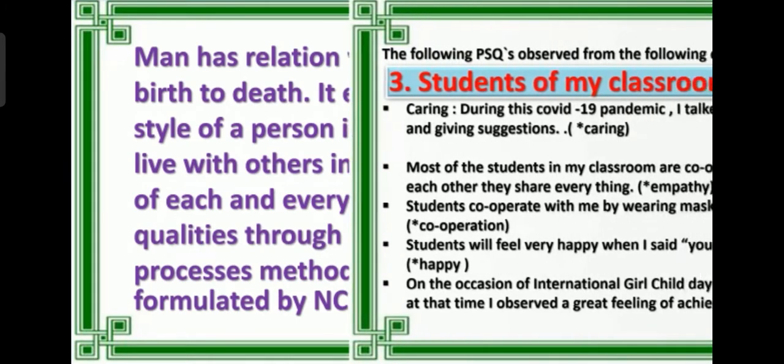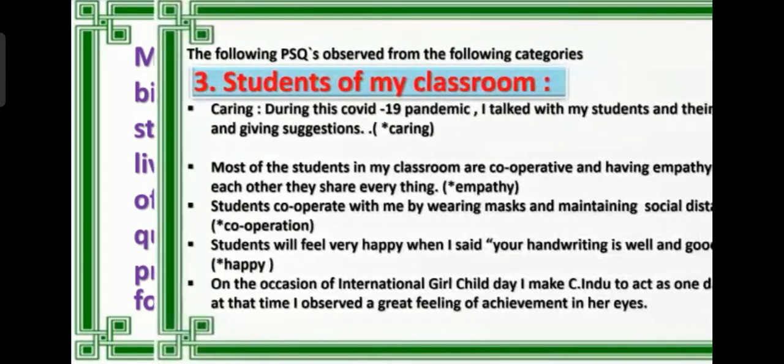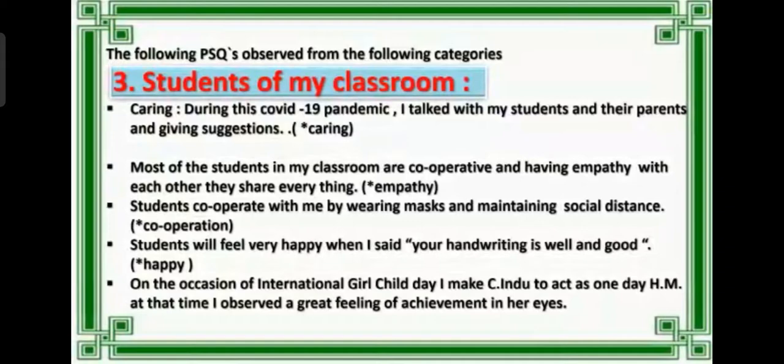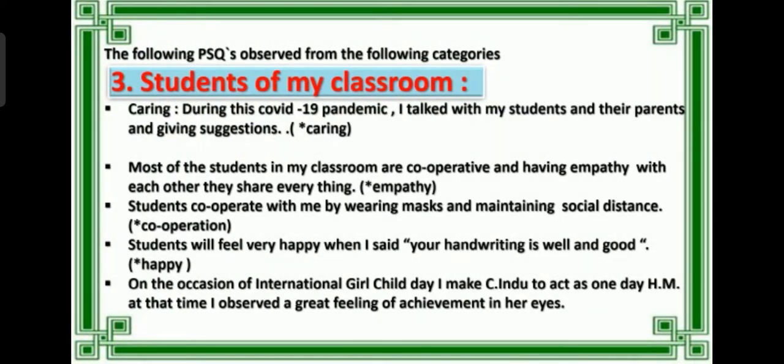Then we will move on to the third one. The following PSQs were observed from the following categories. Under that, the first one is students of my classroom. Here I observed the following PSQs. First one, caring. Caring is one of the personal social qualities. During this COVID-19 pandemic, I talked with my students and their parents and gave suggestions. Here, caring is the PSQ observed in my students.